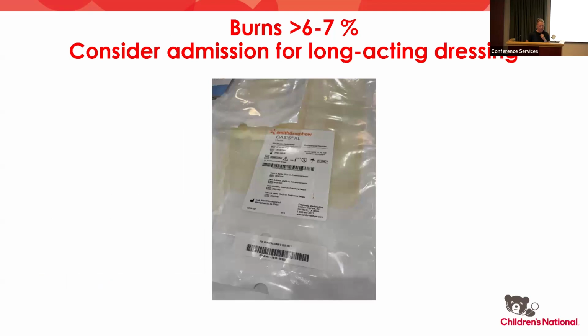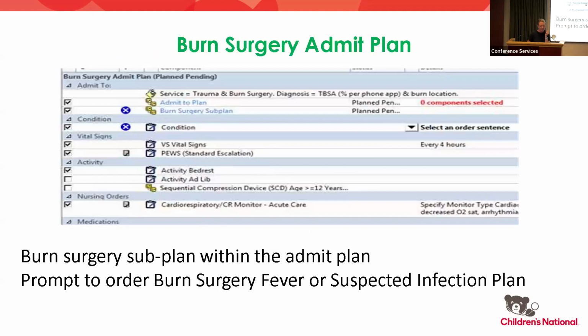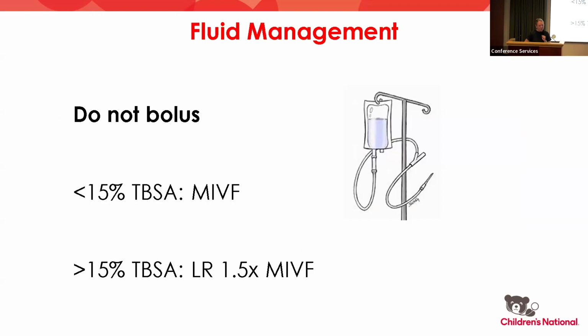So here's a nice example of that oxycodone prescription. And again, my plug, if it's a bigger injury, especially in a younger kid, an infant less than 12 months old, less than 2 even, we may want to consider admission for a long-acting dressing. If we do admit burn patients, there's a burn surgery admit plan that goes over everything that a burn patient might need, between PT, OT, and child life and social work, to vitamins, to nutrition orders, et cetera. So that's a nice summary of things that we need in that care plan.